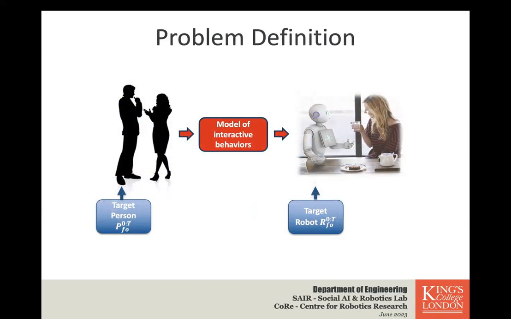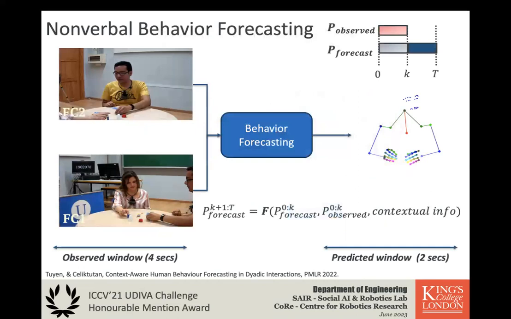the human-human interaction. And we started by exploring a forecasting task, in which we also participated in the ICCV UDIV challenge on this topic. And here the idea was, given that two people are interacting, can we predict what is going to happen in the future so that the robot can adapt its behaviors. In this scenario, we have an observed window of 4 seconds, and the idea is to predict what is going to happen in the next 2 seconds.